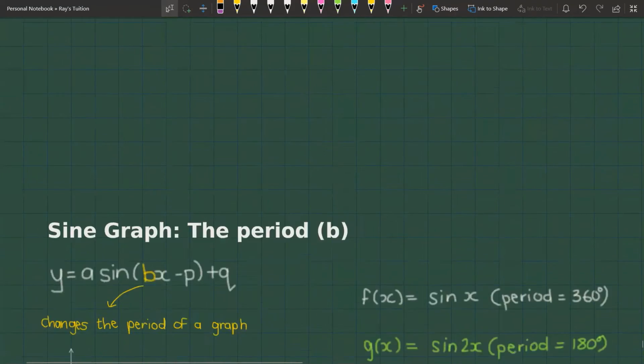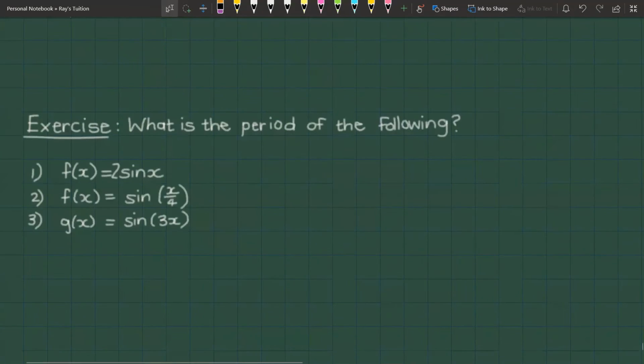Let us have a look at an example. So in this exercise, the question is, what is the period of the following graphs? So this one here is f of x is equal to 2 sine x. So this here is the a value. It does not change the period. The b value for this graph is 1. So the period should be that of your standard sine graph, which is 360 degrees.